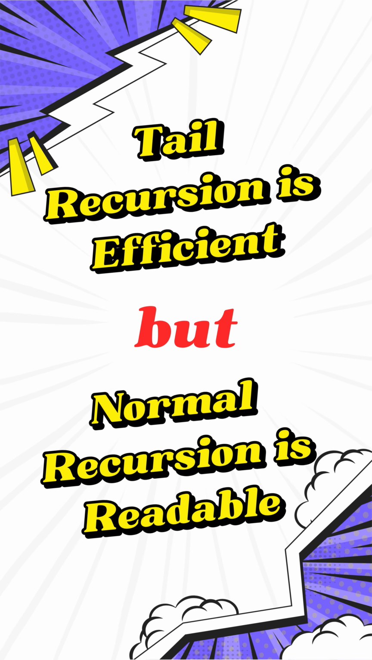Tail recursion is more memory efficient while normal recursion is often easier to read. Both give the same results, but tail recursion wins the efficiency game.